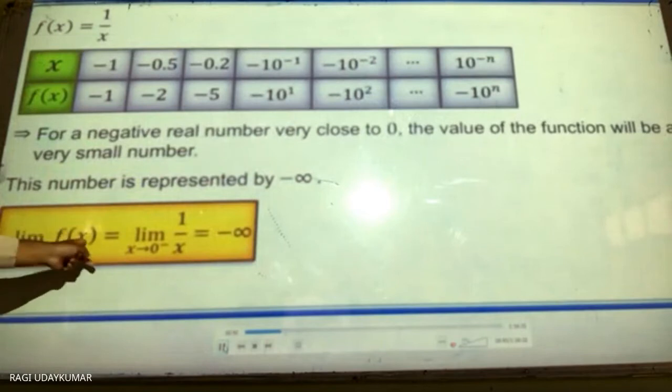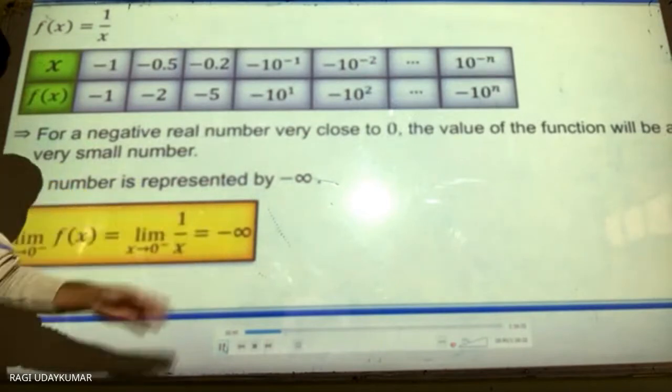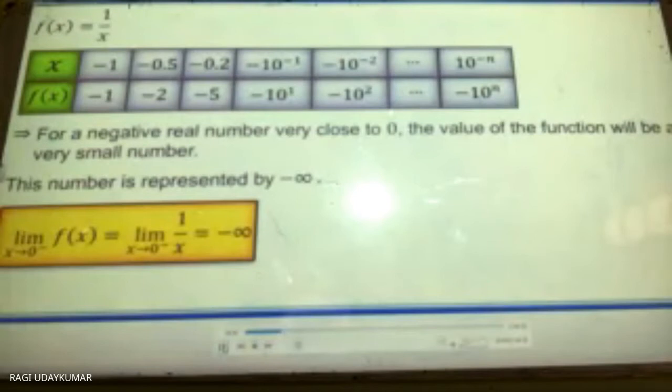So limit x tends to 0 minus, we will write as minus infinity, but it does not exist. Why does it not exist? It's not a particular value. You are not getting a particular value.